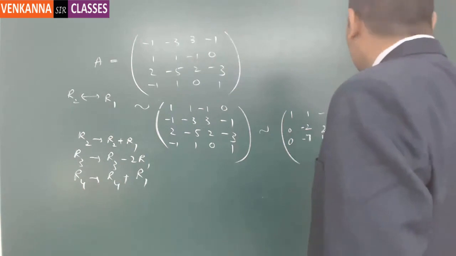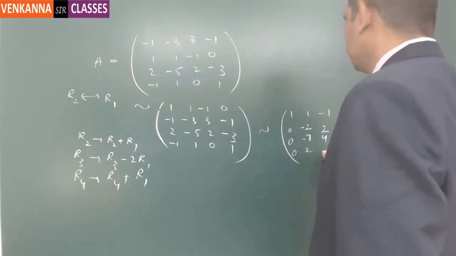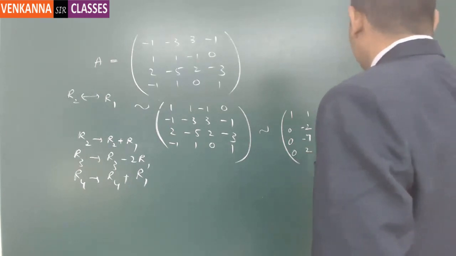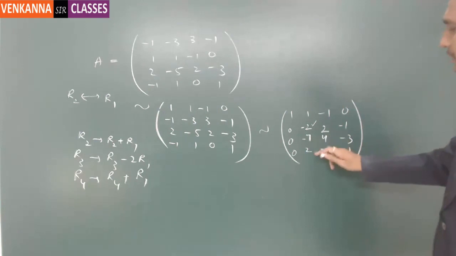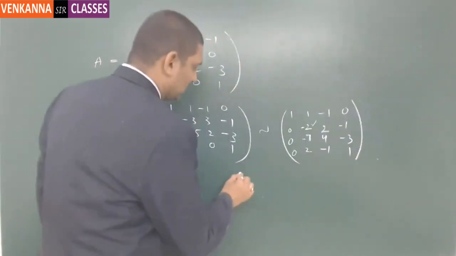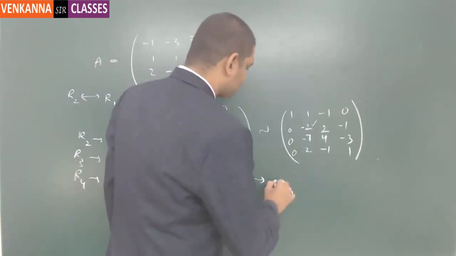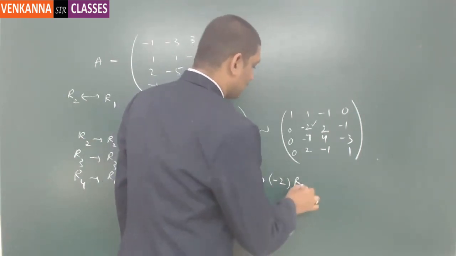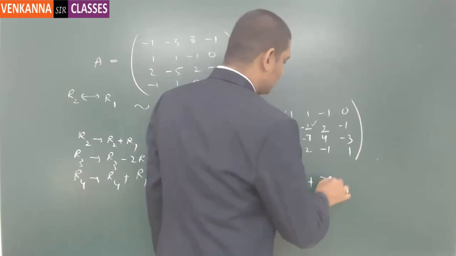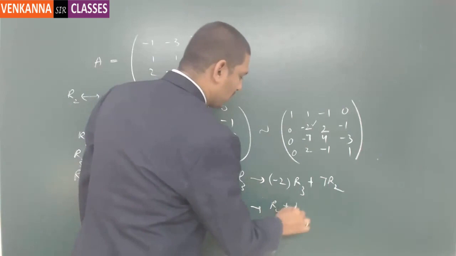4, -3. Then R4 plus R1, it will be 0, 2, -1, 1. Now what happens again, using this element, you are going to make these two values as 0. So you can say that R3 tends to -2 R3 plus 7 R2, and R4 tends to R4 plus R2.